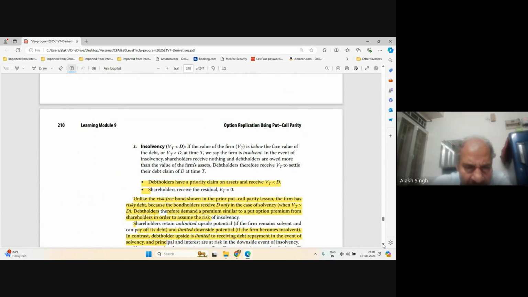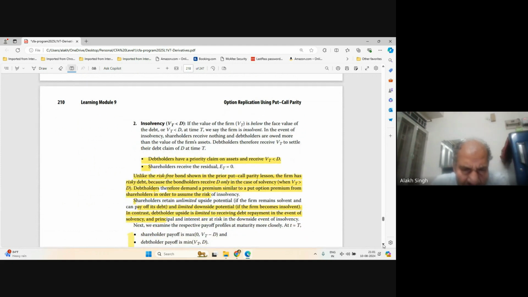Anyway, so under insolvency, VT is less than D. So what does it mean? It means that debt holders have a priority claim on assets because equity will be zero. So the minimum value of equity is zero. It won't go below zero. So we had discussed that it is protected by a put, because if we have a forward and buy a put, then we were protected from a fall.